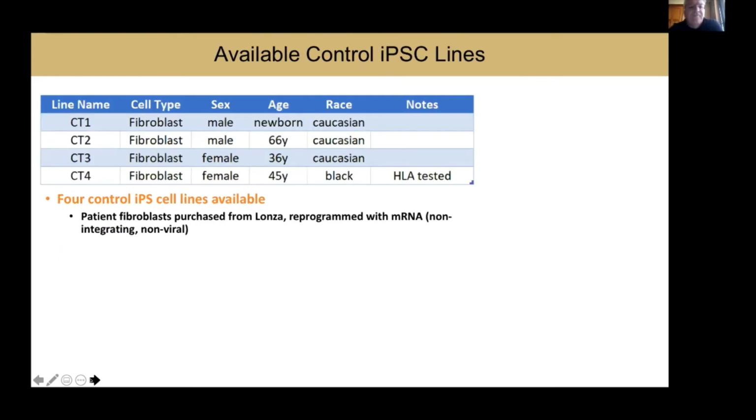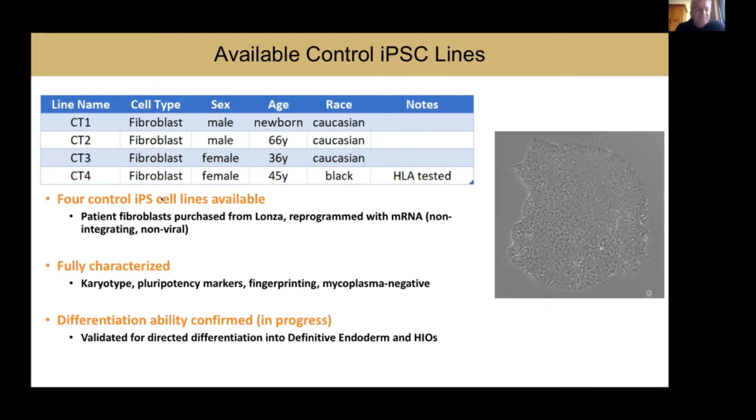So we have generated 4 of our own control iPS lines. There are a lot of issues with IP and licensing with iPS lines, so we've decided to develop our own. And these are spread across different sex, age, and race, so it has a good representation that can be used for different experiments. These will be fully characterized: karyotype, pluripotency, fingerprinting, and mycoplasma analysis.